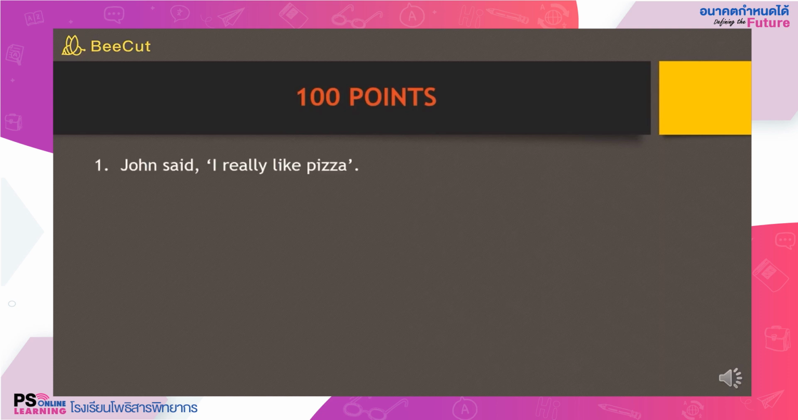Number 1. John said, "I really like pizza." How do you say this sentence in reported speech? Pause the video and make notes of your answers before you look at the correct one. The answer is, John said that he really liked pizza. If your answer is correct, you get 100 points.